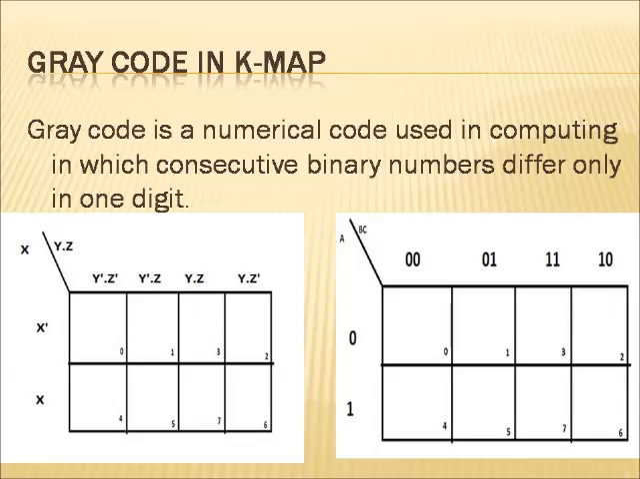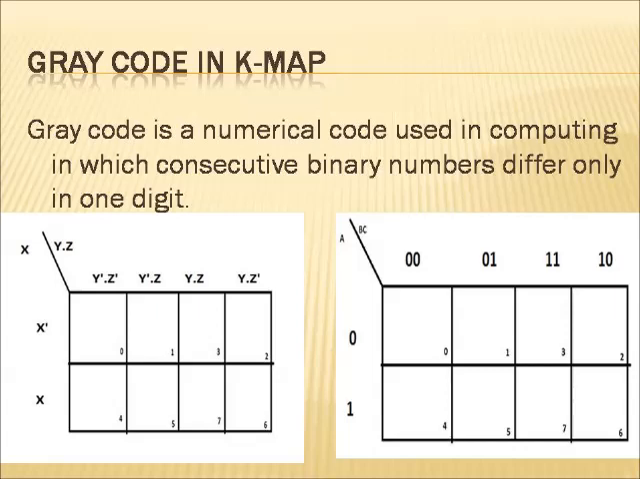Here you can see that on the left hand side we are using the variables, and on the right hand side we are using the gray code. On the left hand side, the x values are x bar and x. In the same place we are using 0 and 1. It is a representation of an SOP expression. In SOP, x bar means the complementary form and x means the normal form. So x bar is 0 and x is 1.